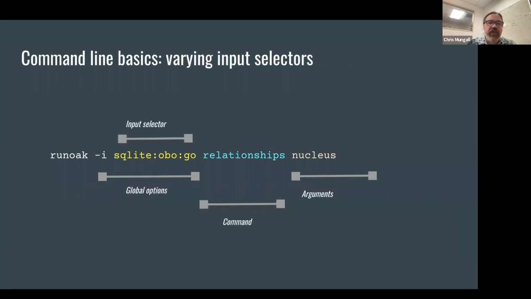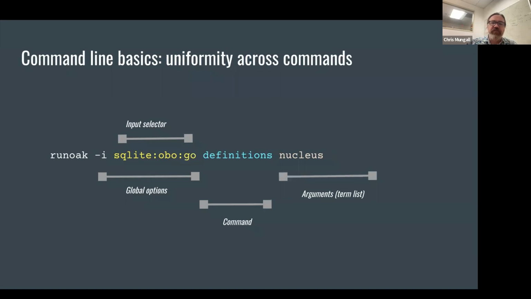Going back to the input selector highlighted in yellow here, all commands should essentially work in roughly the same way. You can just swap out different ontologies. In this case, we're doing the same structure of query, and this time using the cell ontology, CL, and we're querying for relationships emanating from neurons and so on. This just shows that we have a common structure across these different commands as well.